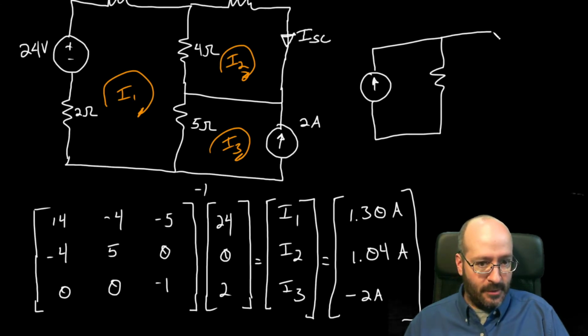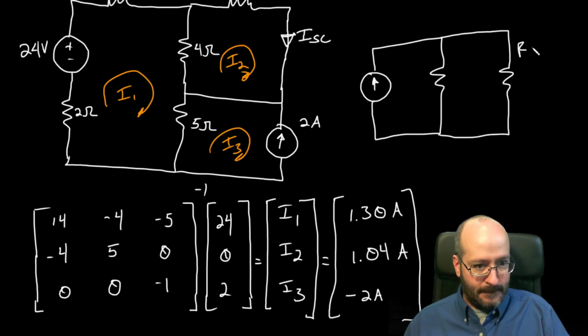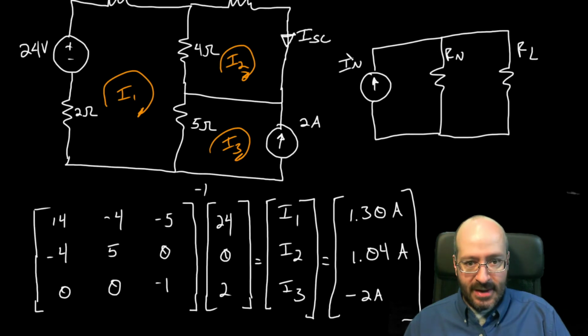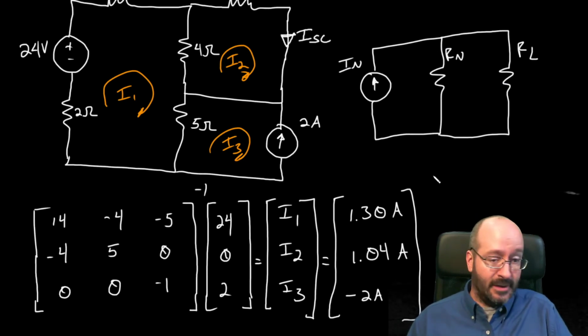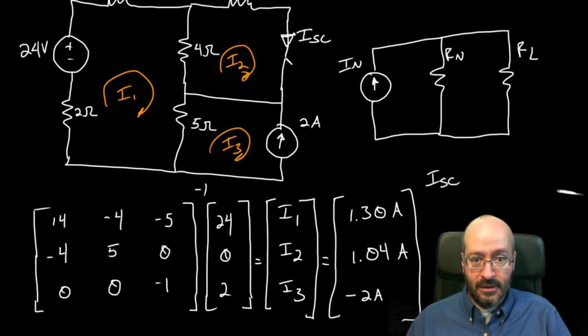We have part of our Norton equivalent. We're going to hook up our load out here. And this is going to be R Norton. Here's I Norton, and now we know what that is because it's I short circuit. I can write it just above my head. I short circuit is up here.